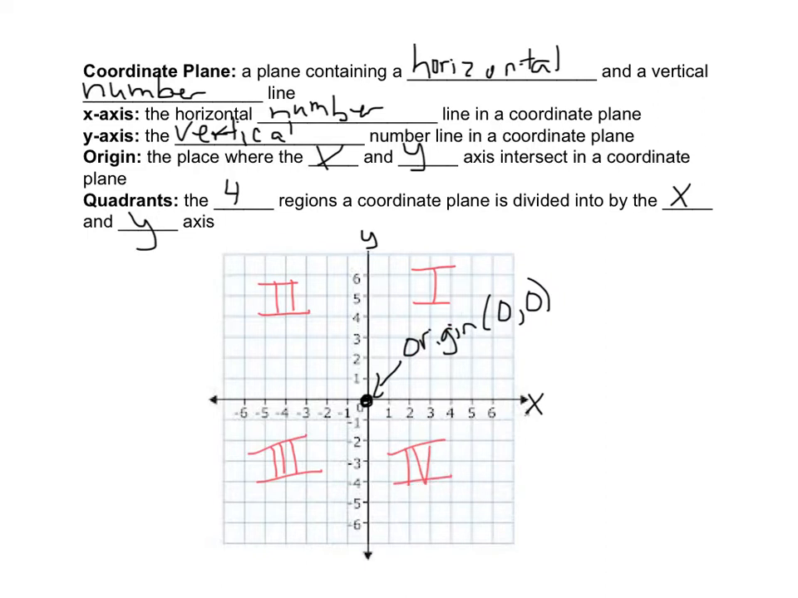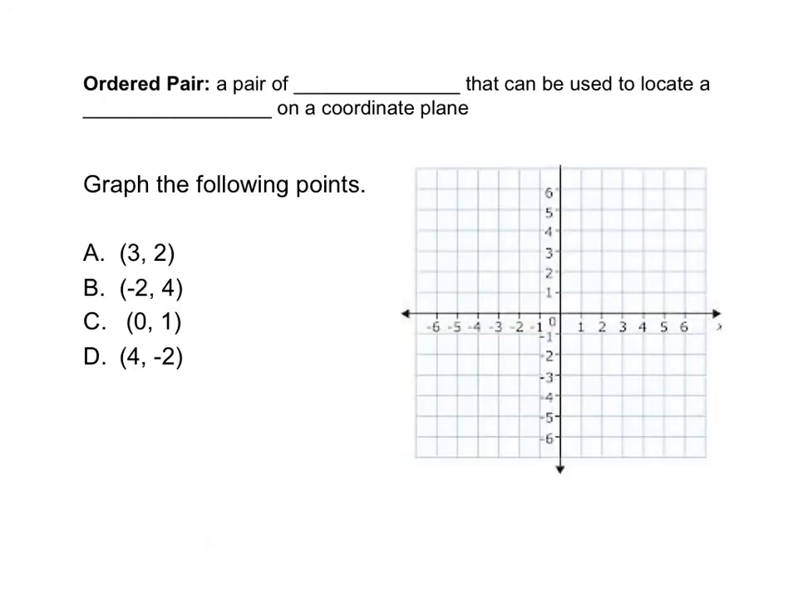So any point you would find here would be considered quadrant 1, quadrant 2, quadrant 3, or quadrant 4. Like I addressed on the previous slide, an ordered pair is a pair of numbers that can be used to locate a point on a coordinate plane. So we're going to graph the following points. Our first point, point A, is 3, 2.